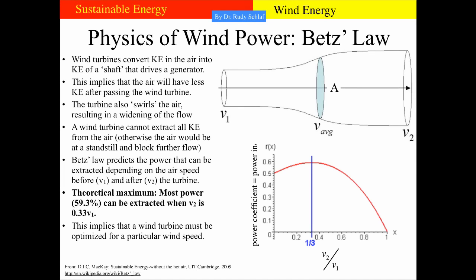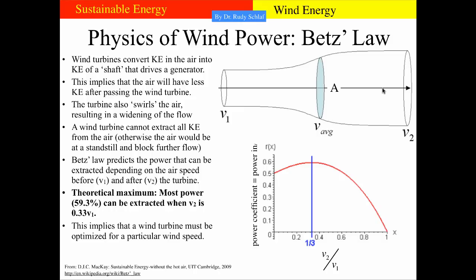An interesting question is how much of that kinetic energy in the air can be extracted. Since some of the kinetic energy of the air is being converted into electrical energy, the air has to slow down as it passes through the cross-section of the wind turbine. So the kinetic energy is less after passing through. What also happens is that the turbine swirls the air, and that results in a widening of the airflow. So we have a difference between the velocity of the air going in and the velocity of the air coming out of the wind turbine.